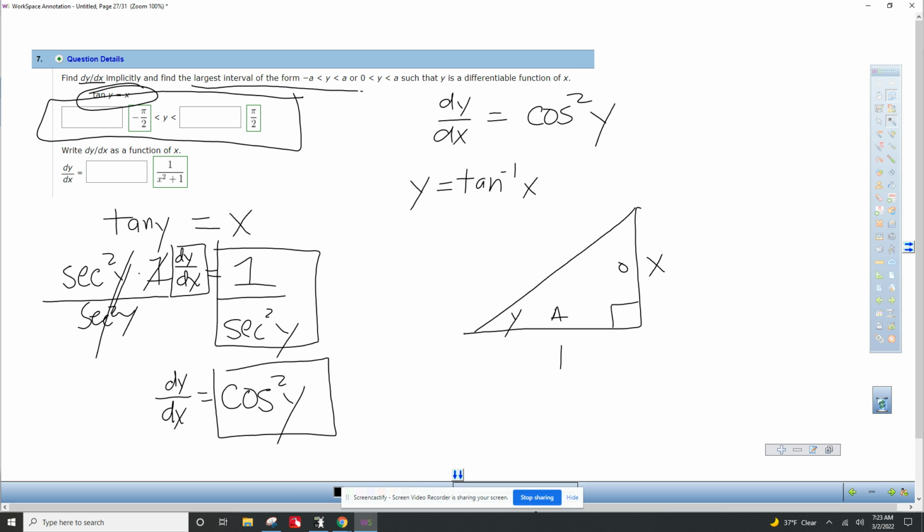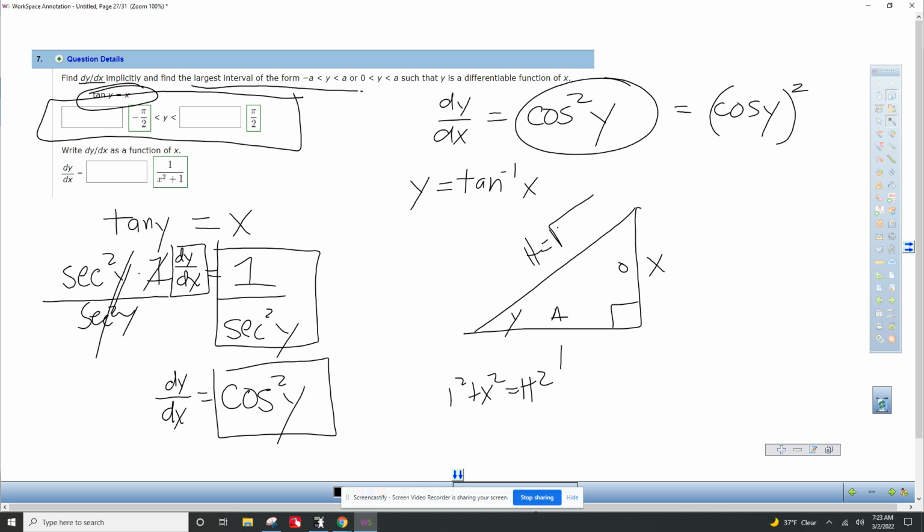Okay, so we want the cosine of y. Actually, we want cosine of y squared. Remember that these are the same thing. So how do I find the cosine of y? Well, I got to find the hypotenuse. So the hypotenuse is, well, 1 squared plus x squared equals h squared. So h is the square root of 1 plus x squared.